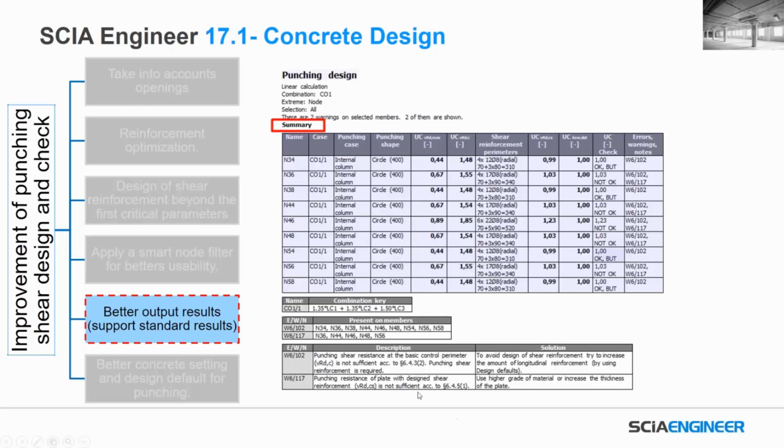And so we can see down here in this error, notes, and warnings, hey, the punching shear resistance at the basic control perimeter is not sufficient. Okay, so what do we need to do? We need to increase the reinforcement, right? Or we need to use a higher grade of material, or we need to decrease the thickness of the plate, or we need to add a drop panel. Whatever the options are, we're getting some data about what to do in that case.